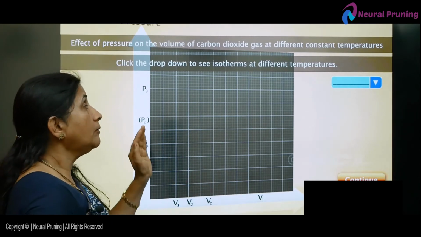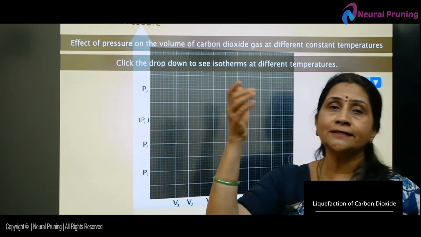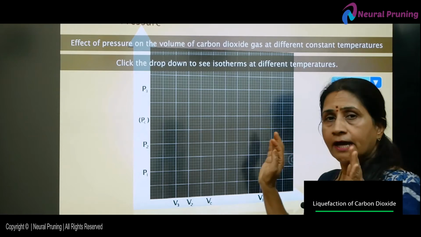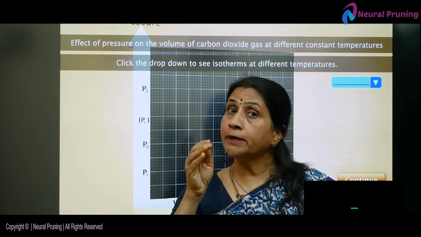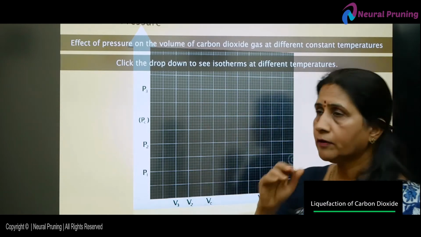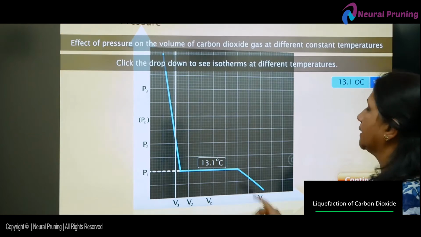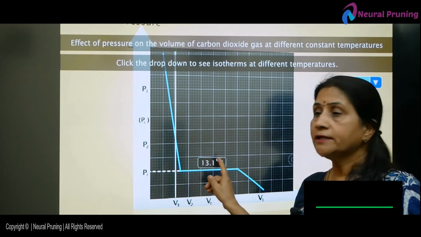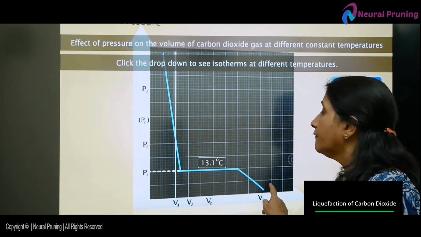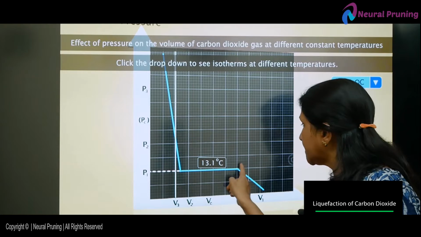So how are we going to study it? By increasing the temperature, with the help of the graph. I will be explaining with different temperatures. Please follow the graph carefully. First, we have selected 13.1 degrees Celsius. Here we are starting in the gaseous state. See, the graph is like this.